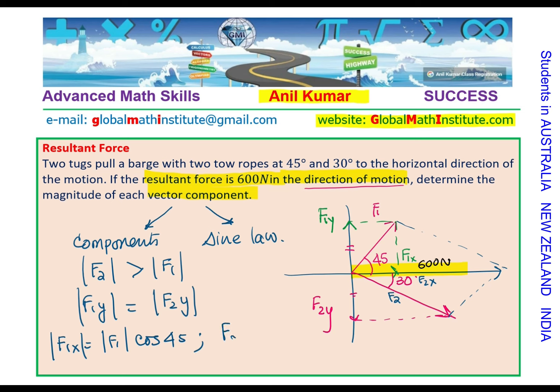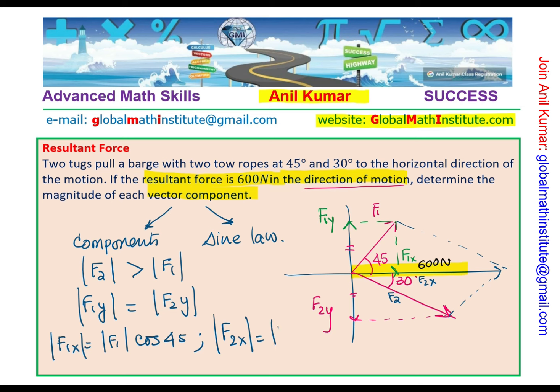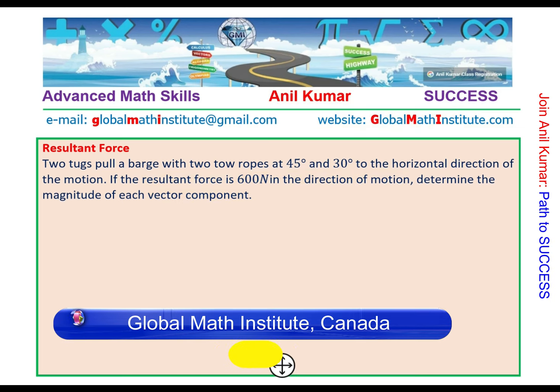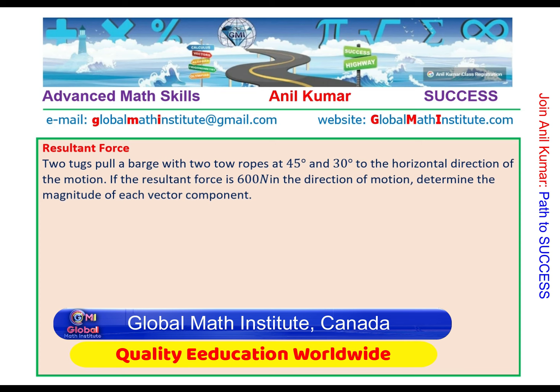And the horizontal component of the other force is also the cosine component of 30. So the magnitude is 2 cos 30. Make sense? So that is what we have. Now let's write down the solution. I hope the concept is clear, right? So with that, I hope the concept is absolutely clear.